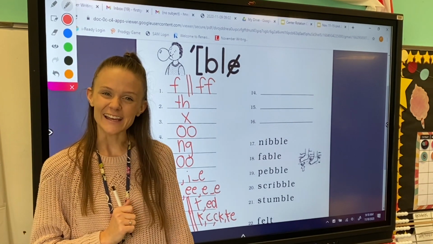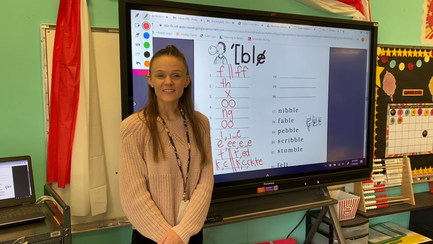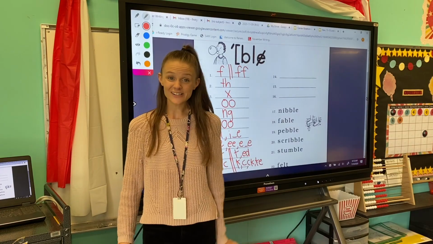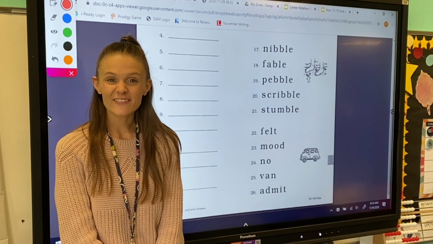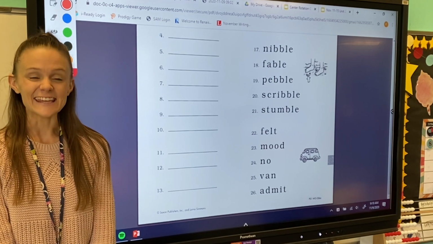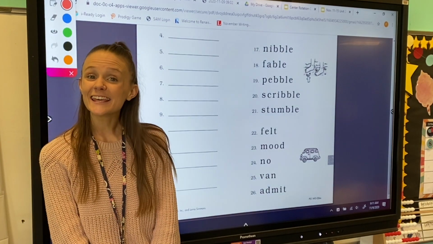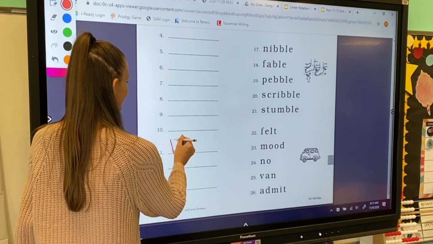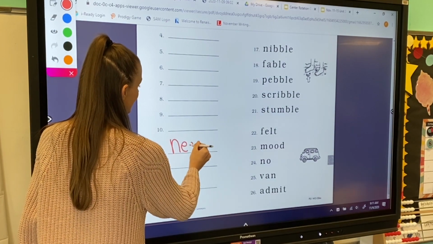Very good. We're going to move on down to numbers 11 and 12 and practice spelling some words using all of these great letter sounds we've been learning. For number 11, we're going to write the word need. Need. I hear the E sound in that word. So I'm going to write need.